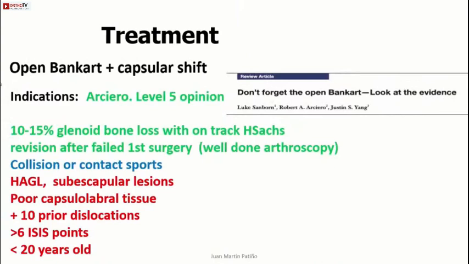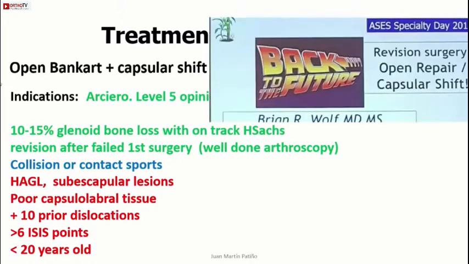The open Bankart plus capsular shift is a technique that has been reconsidered by several authors in the last years, like Arciero in this paper. They indicate the open Bankart in different clinical scenarios, as we can see in the list here on the left. Our indications for open Bankart are 10 up to 15% of glenoid bone loss with on-track lesions, in revision surgeries after a failed first surgery, sometimes in contact or collision sports. It caught my attention how this technique has been reconsidered in the last years.